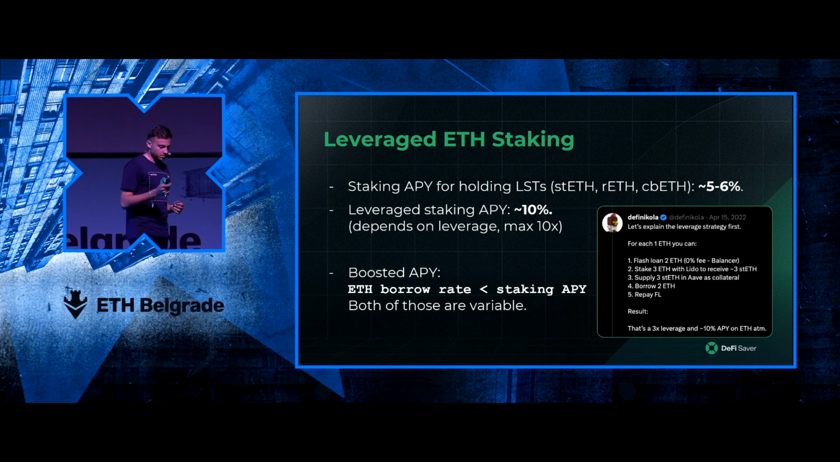The question that arises is why, or maybe let's say, how is that boosted APY possible? The answer sits behind the fact that historically, ETH borrow rate in lending protocols was lower than the ETH staking yield. Keep in mind that both of those are variable. ETH borrow rate depends on the pool utilization of the protocol you are using, let's say Compound or Aave. And the ETH staking APY depends basically on the congestion and the usage of the Ethereum network.